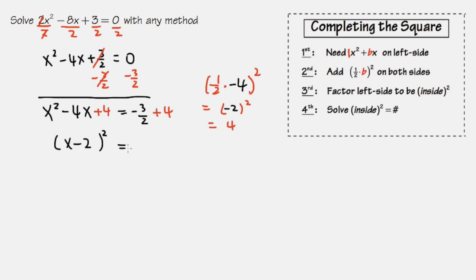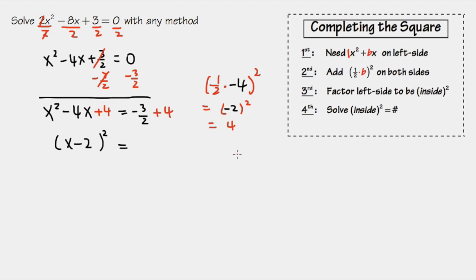And we'll continue. This is negative 3 over 2 plus 4. And then we work out the fraction on the side right here for you guys. Negative 3 over 2 plus 4. The 4 is like 4 over 1, right?